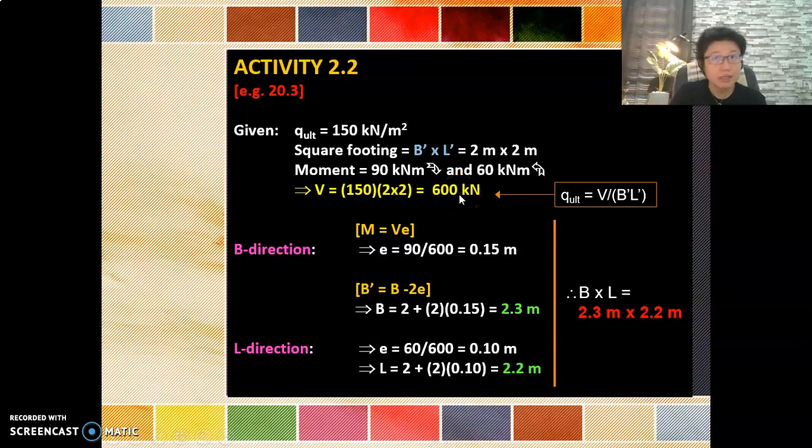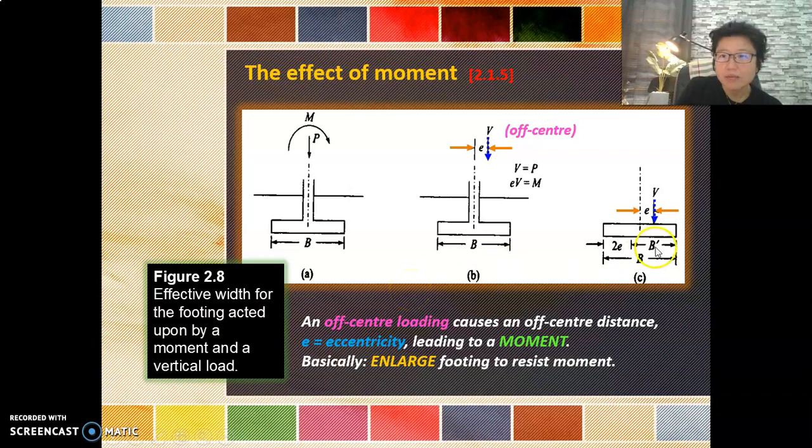Now, next bit is easy. All we need to do is to plug it into the equation. In one direction, say my B direction, my moment is 90 kilonewton meters. So 90 divided by V, 600, I get 0.15. So in one direction, my eccentricity is actually 0.15. And to make the correction to my foundation, we know B prime is B minus 2E. Is that correct? Look at this. B prime is original B minus your 2E.